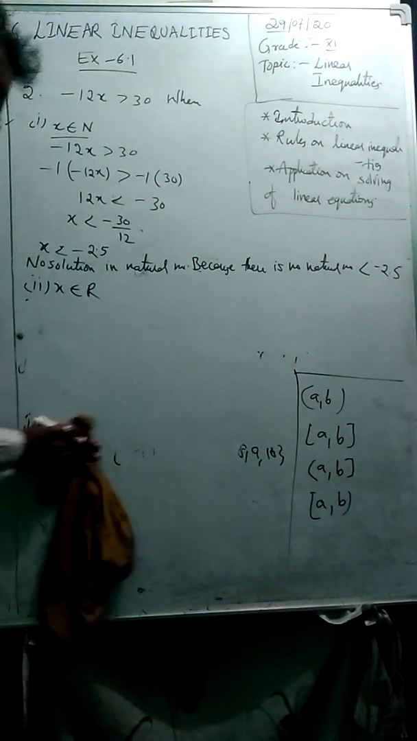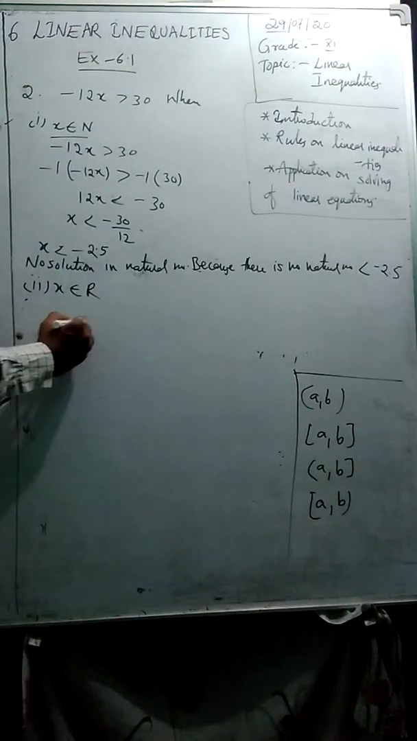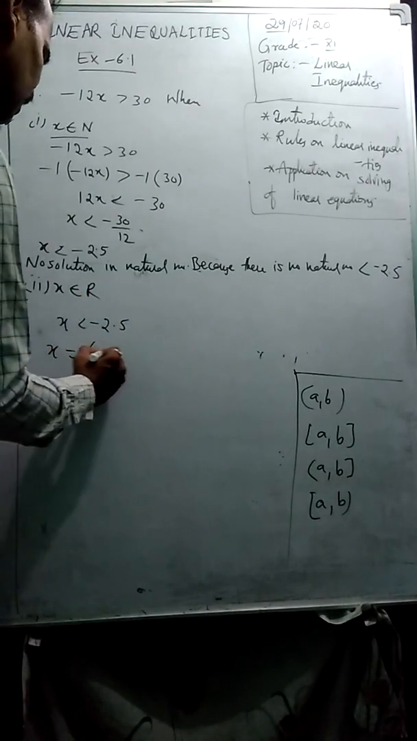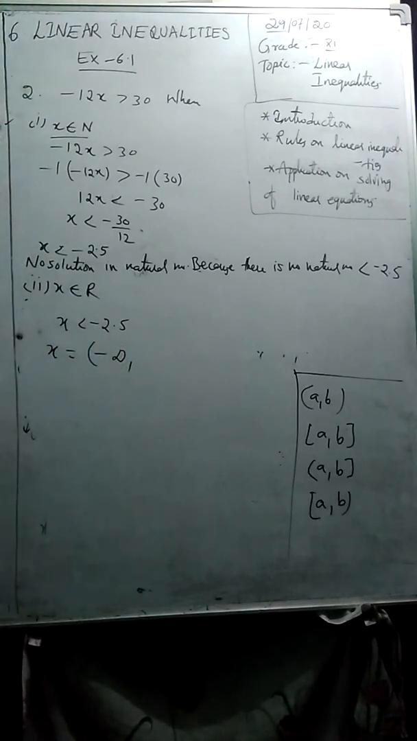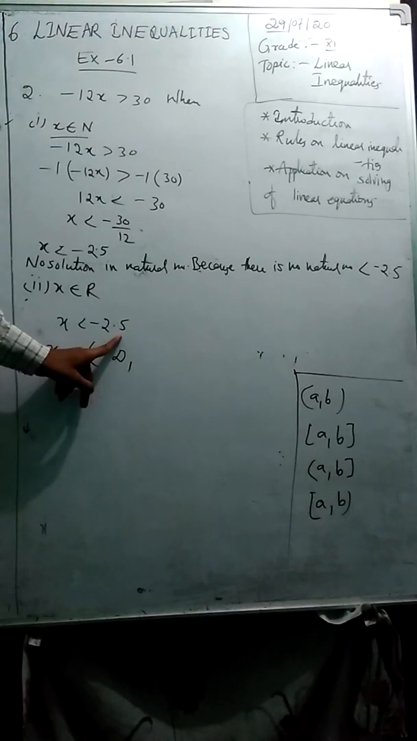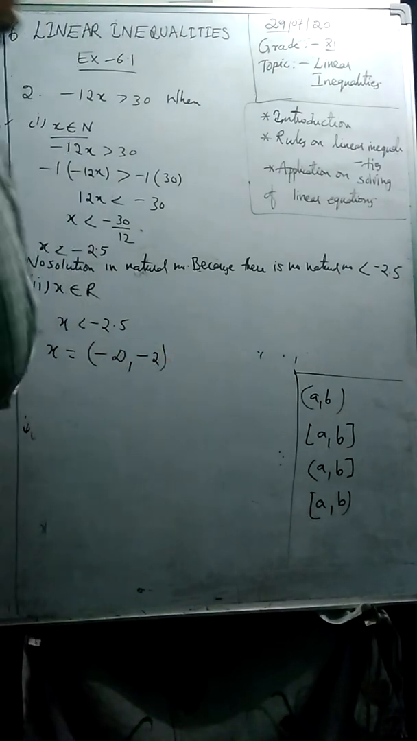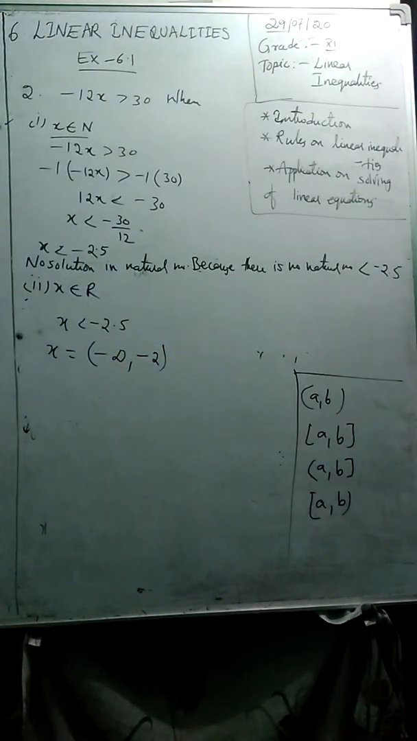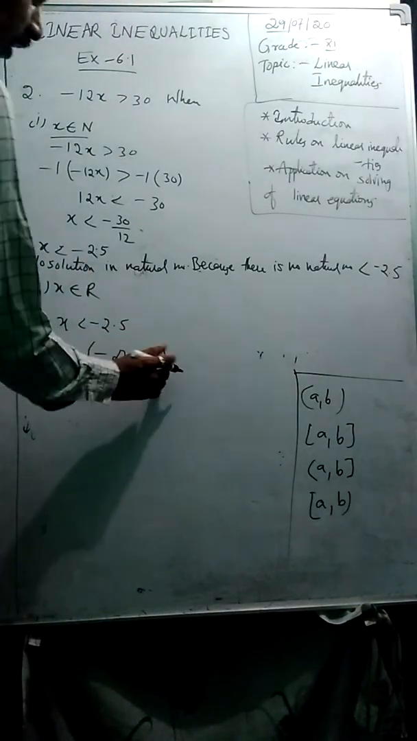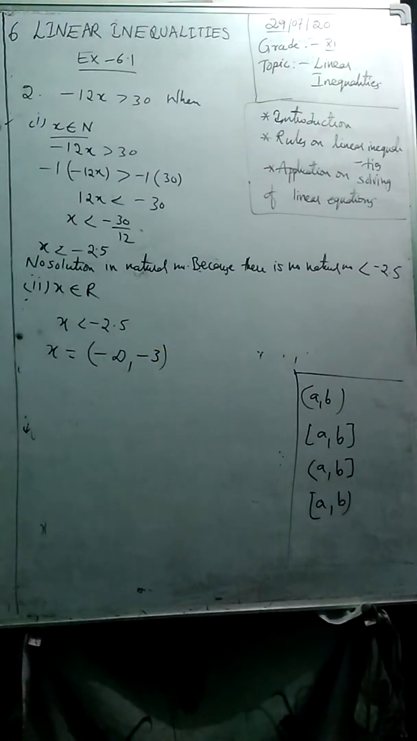But real numbers are possible. Real numbers means rational, irrational, everything. So x less than -2.5. Solution: x belongs to the open interval (-infinity, -2.5). -2.5 is given, so we should take the nearest number. This is the possibility, because -2.5 is not included. Less than -2.5 we should take. This is the way to write the solution, students.